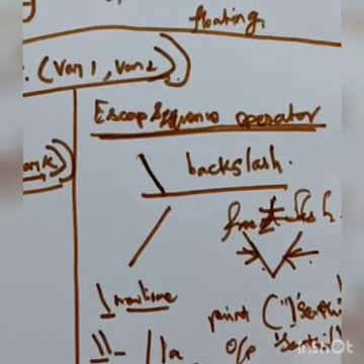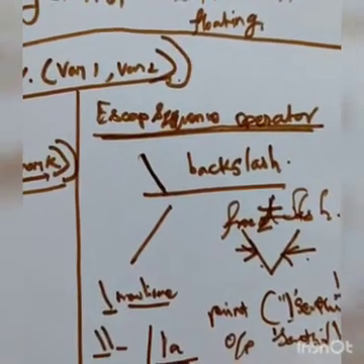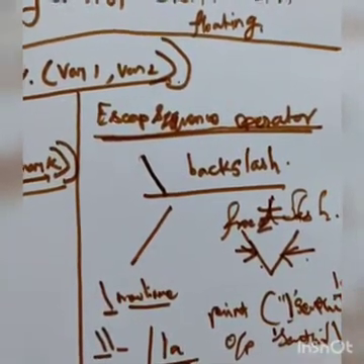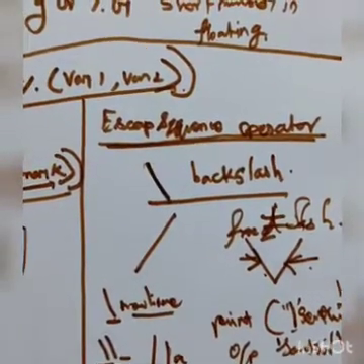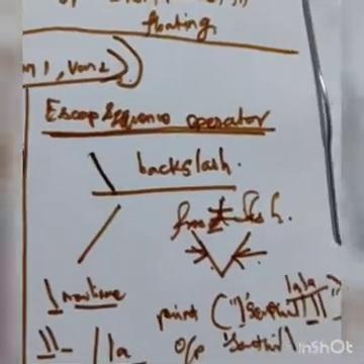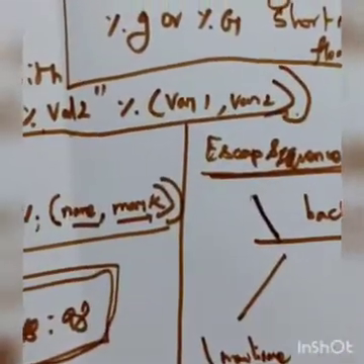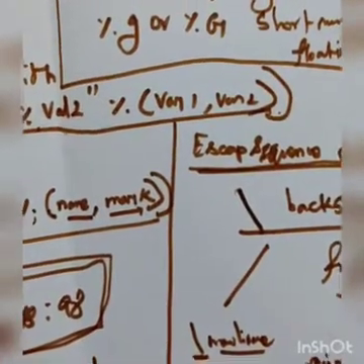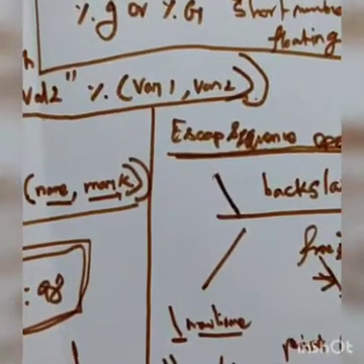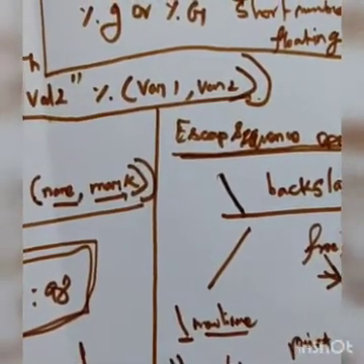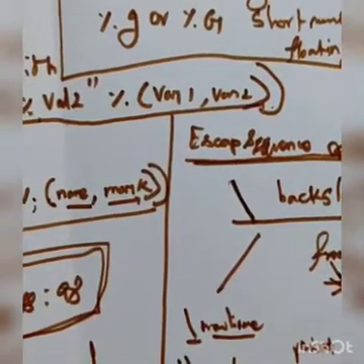Backslash f means form feed. Backslash n means line feed. Backslash r means carriage return. Backslash b means backspace: one letter is deleted. Backslash v means vertical space.